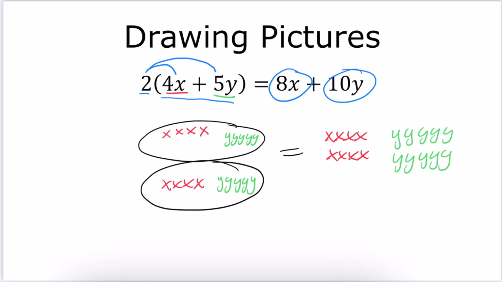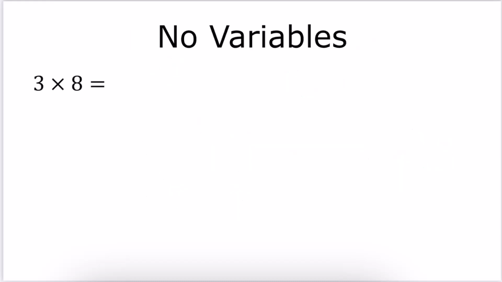Obviously, when you teach this to your students, you're not going to have x's and y's. Instead, you'll just have numbers. But it's still a really important property because it can help students with a lot of different calculations they will be making in elementary school. For example, if you had the multiplication problem 3 times 8, let's say the students didn't know all of their multiplication facts yet, especially the ones with bigger numbers.